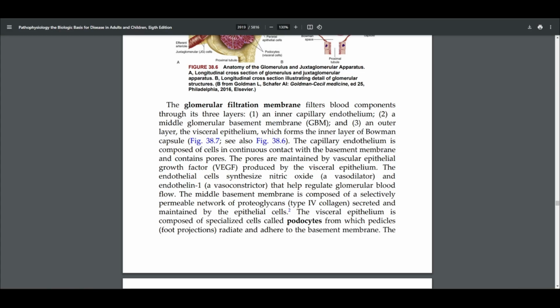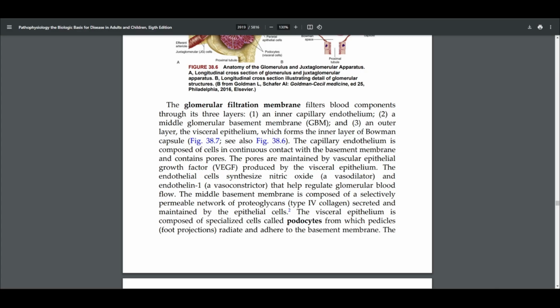The endothelial cells synthesize nitric oxide, a vasodilator, and endothelin-1, a vasoconstrictor, that help regulate glomerular blood flow. The middle basement membrane is composed of a selectively permeable network of proteoglycans and type 4 collagen that's secreted and maintained by the epithelial cells.